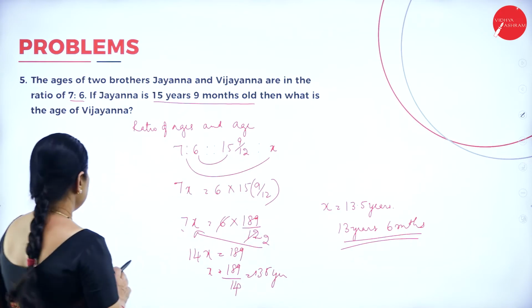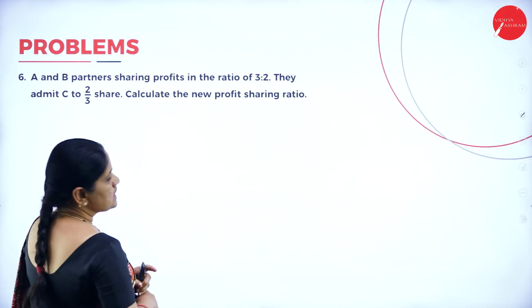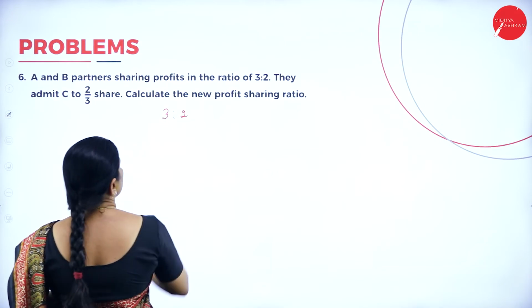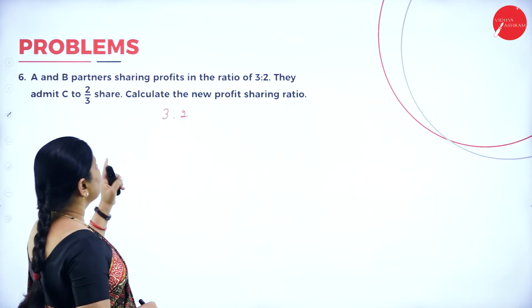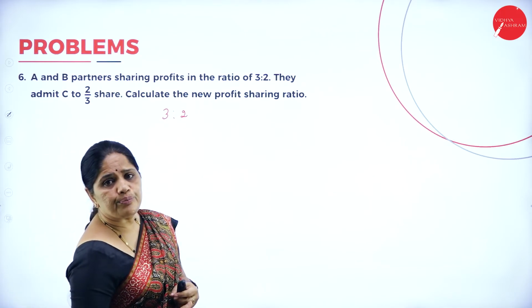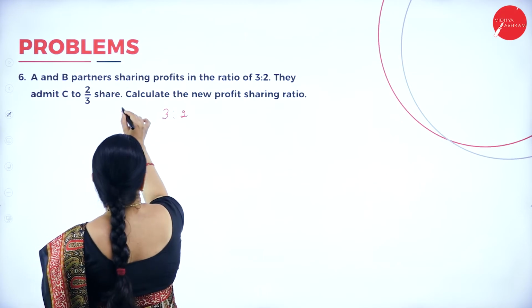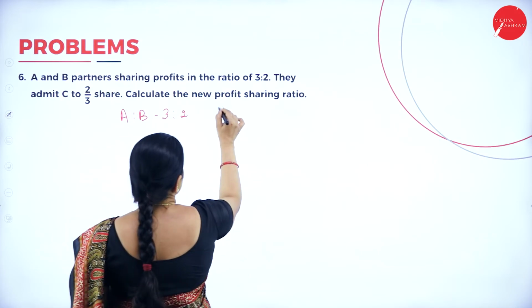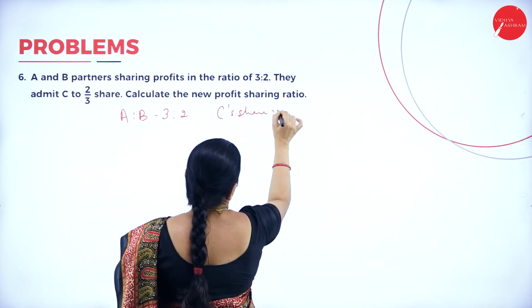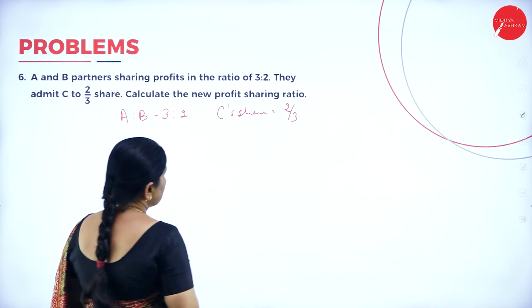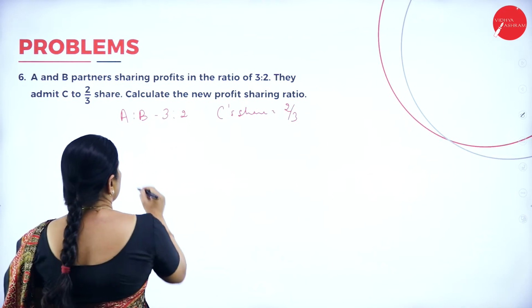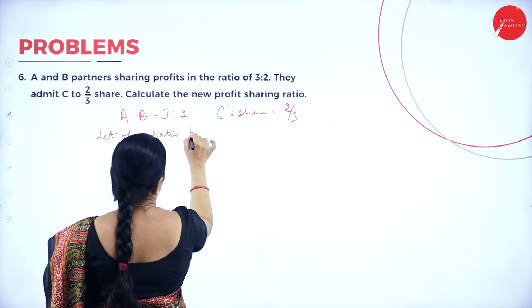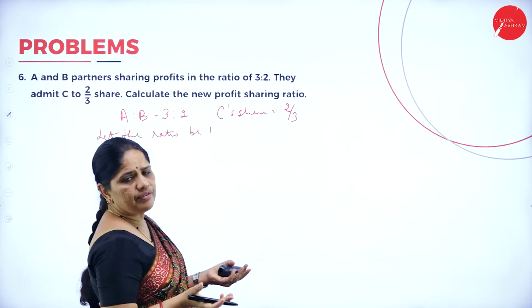Now, the next problem. A and B are partners sharing profits in the ratio of 3:2. They admit C for 2/3 share. Calculate the new profit sharing ratio. So, the ratio of A is to B is 3:2 and C's share is 2/3. So, I write, let the entire profit be 1.